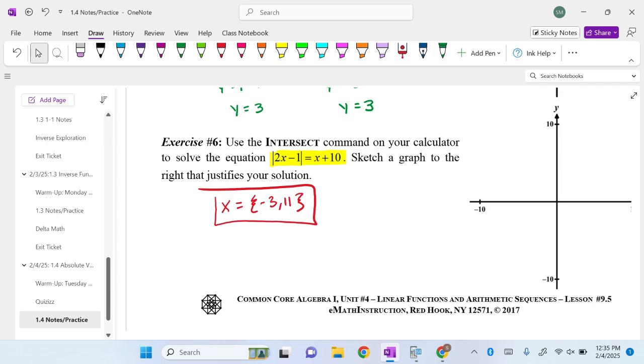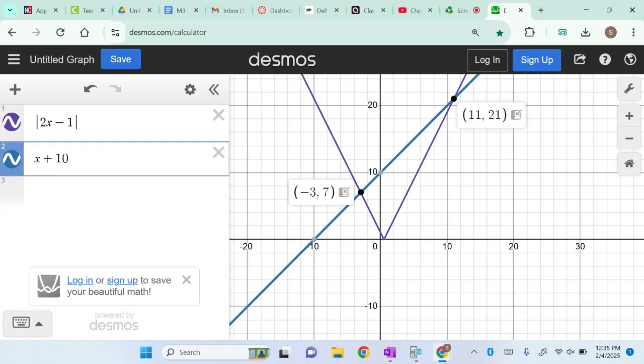So, if we're looking at the graph, I graphed both sides of the equal sign separately. All right, so I have absolute value of 2x minus 1. That's my black graph, or the one that looks like a V. And then x plus 10, that's the blue graph, so the one that's a straight line. You find the 2 points of intersection.